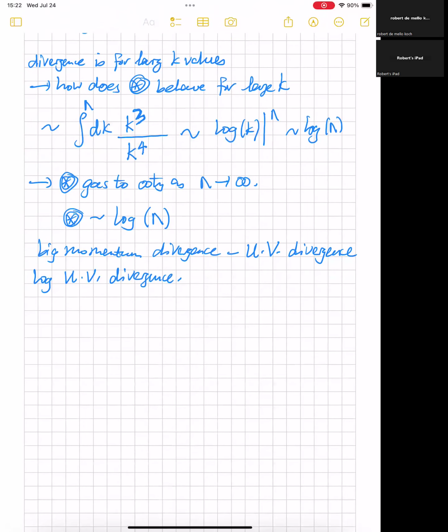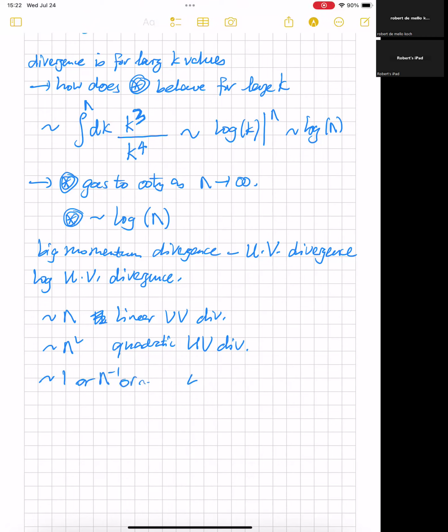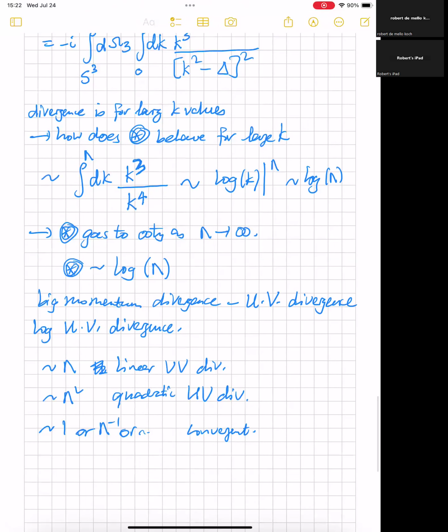If you had gotten an answer that looked like lambda, you would say there was a linear UV divergence. If you had got something that went like lambda squared, you would call it a quadratic UV divergence. It also could go like lambda cubed, the cubic UV divergence. If it went like 1 or lambda minus 1 or something like that, you would say it is convergent. Okay, good. So we're now getting infinity for the value of this integral.